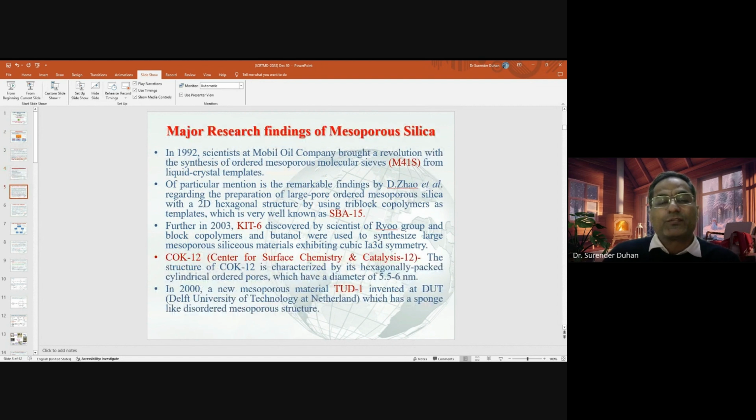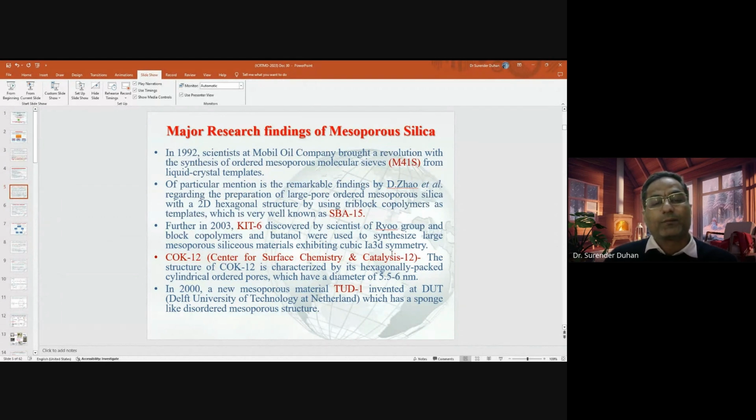Major research findings on mesoporous silica: in 1992, Mobil Oil Company brought a revolution with the synthesis of ordered mesoporous molecular sieves, M41S. This is a family including MCM48 and MCM41, made from a liquid crystal template. Of particular mention is the remarkable finding by Zhao et al. regarding the preparation of large pore ordered mesoporous silica with a two-dimensional hexagonal structure, using a tri-block polymer as template, which is very well known as SBA15. Further, in 2003, KIT6 was discovered by scientists of the Ryoo group, where block copolymer and butanol were used to synthesize large mesoporous siliceous materials exhibiting cubic Ia3d symmetry.